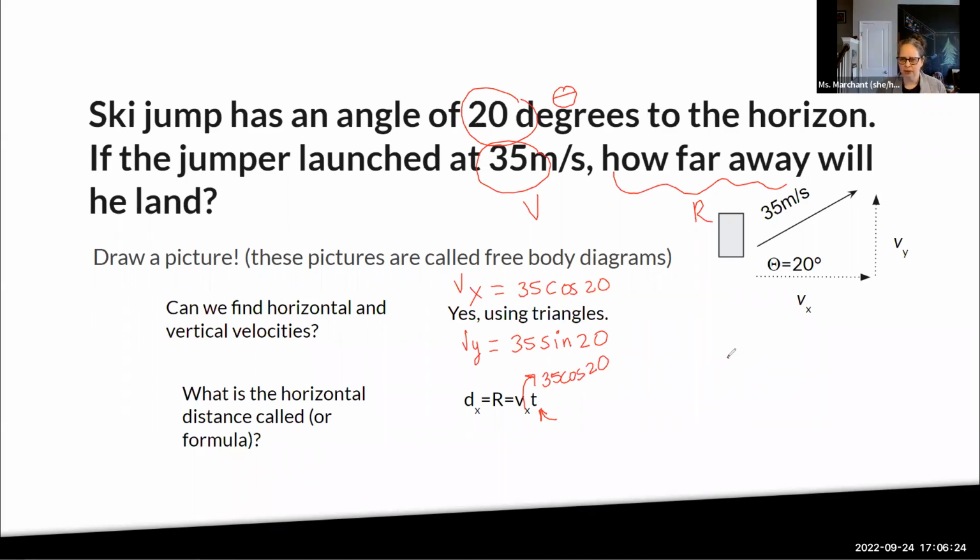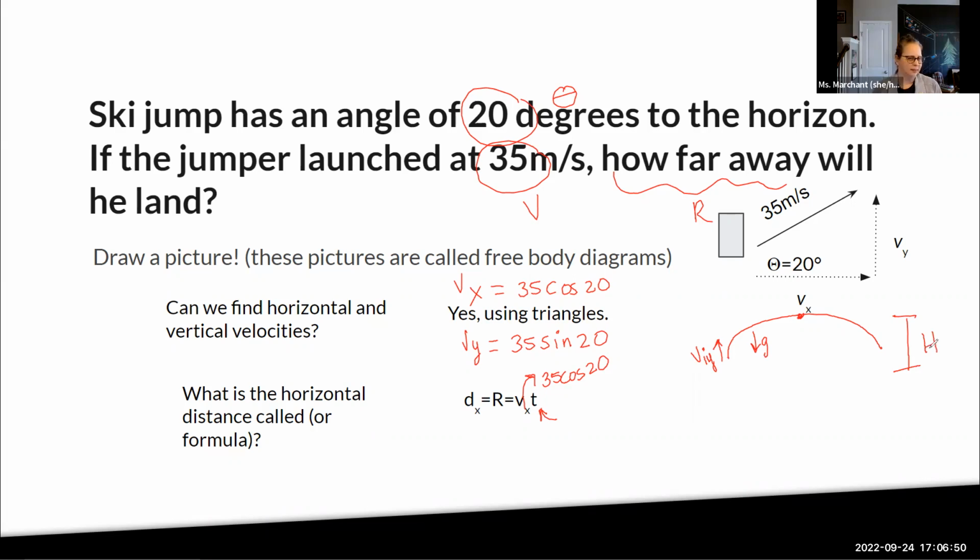Let me draw a picture. I have this picture going on. Okay. And if I have my velocity initial in the y is right here, 35 sine 20. What else do I know? I know gravity's pulling me down. Okay. So I have an acceleration. And what do I know right here? At my halfway point, I know I'm at my maximum height.